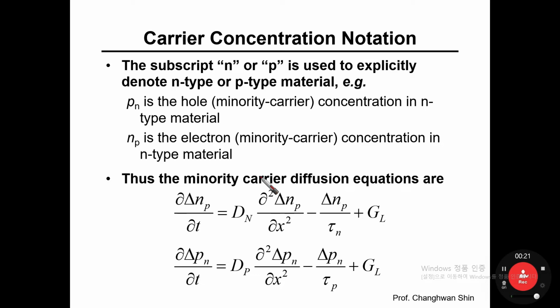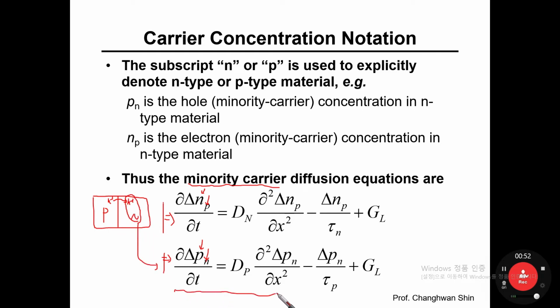Since we are using the word minority carrier, that means electron concentration in the p-type material, right, and the hole concentration in the n-type material. Those two equations, 1 and 2, correspond to the minority carrier diffusion equation. For a given p-n junction, once holes have been injected into the n-type material, the minority carrier diffusion equation can be applied.